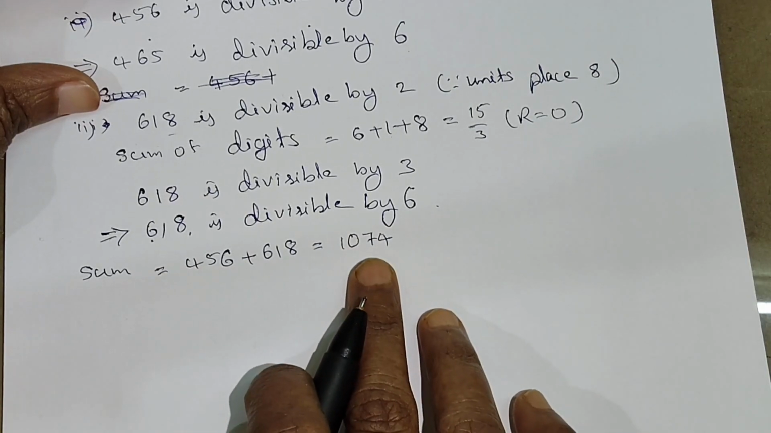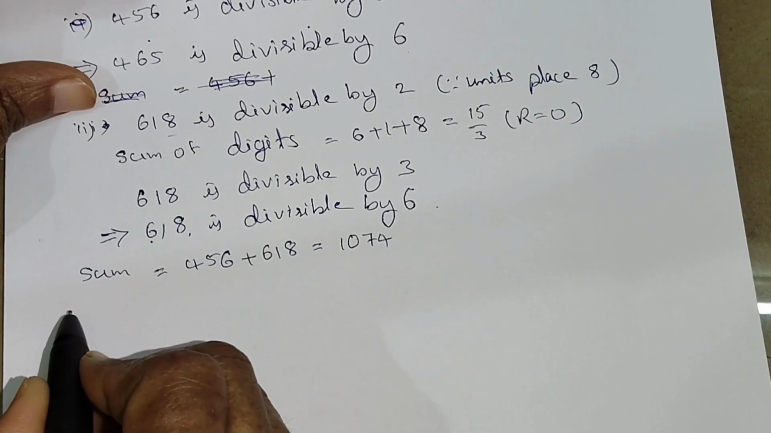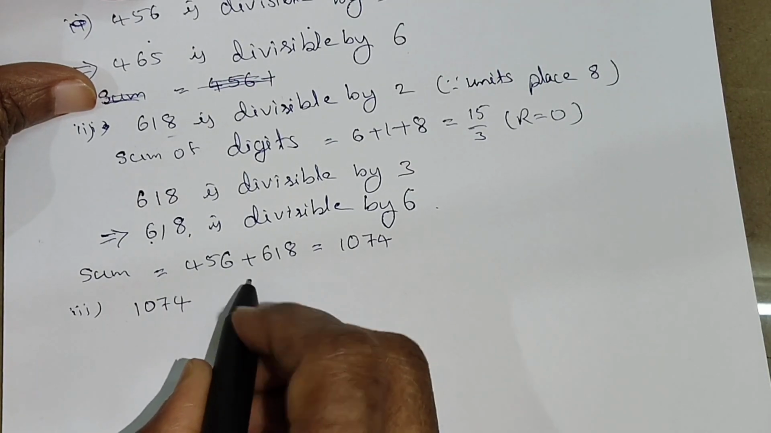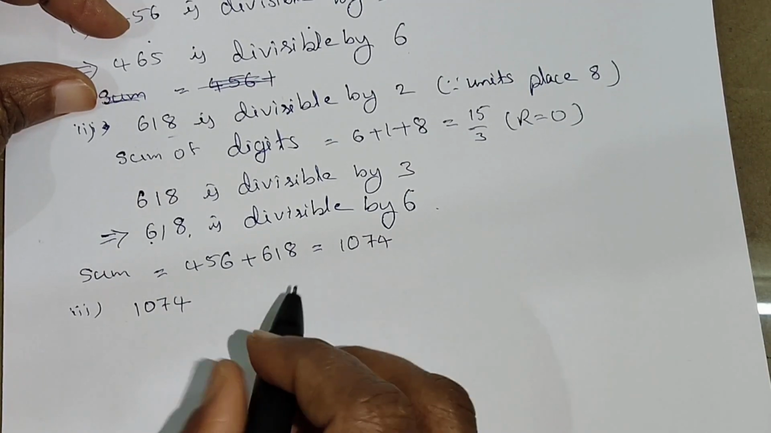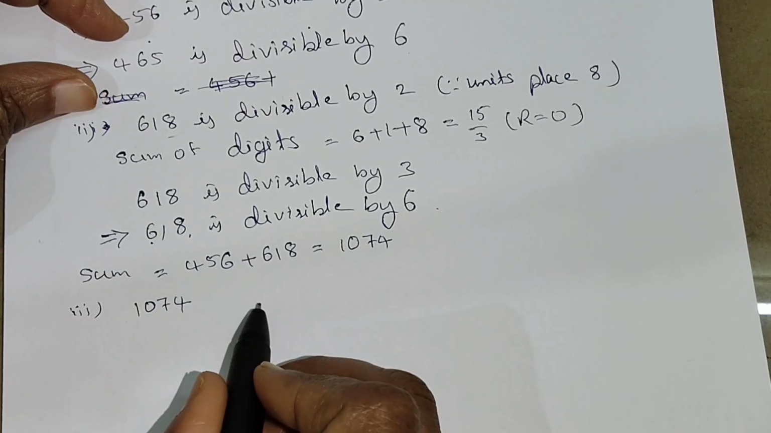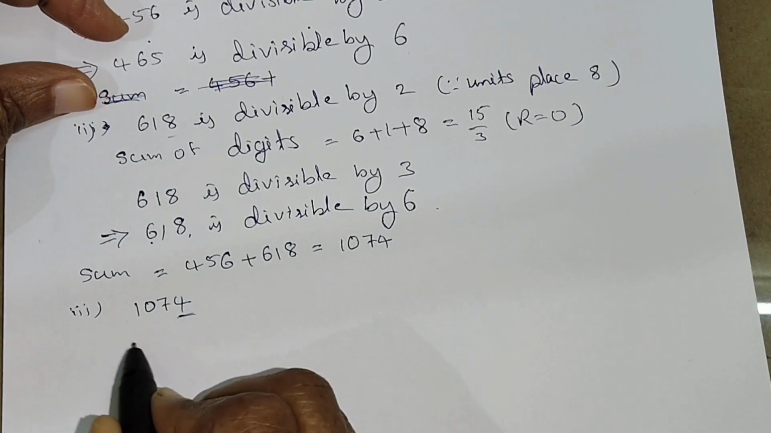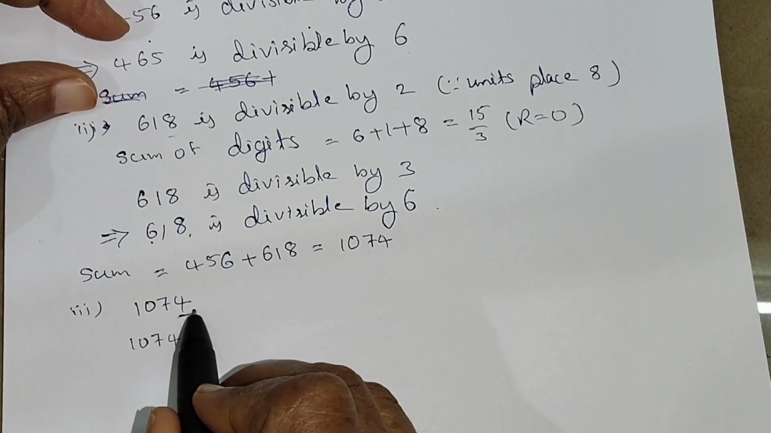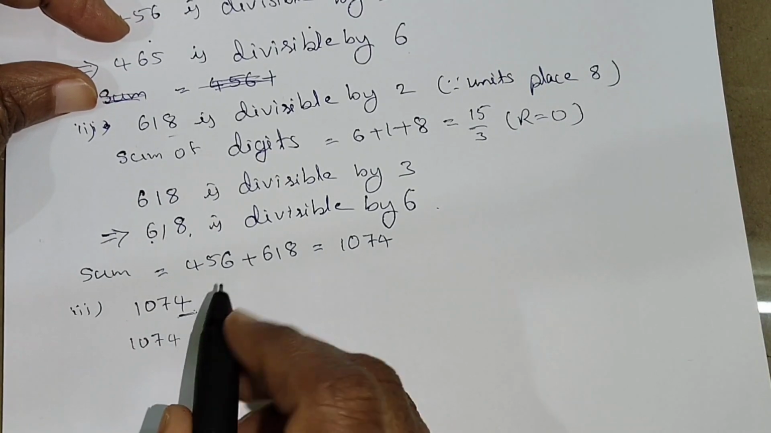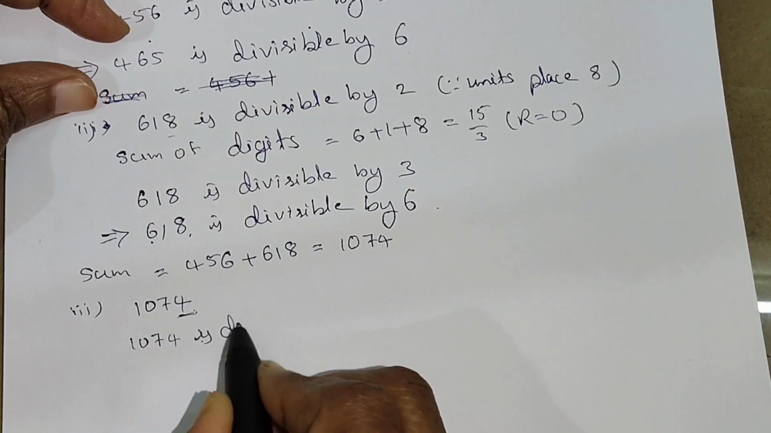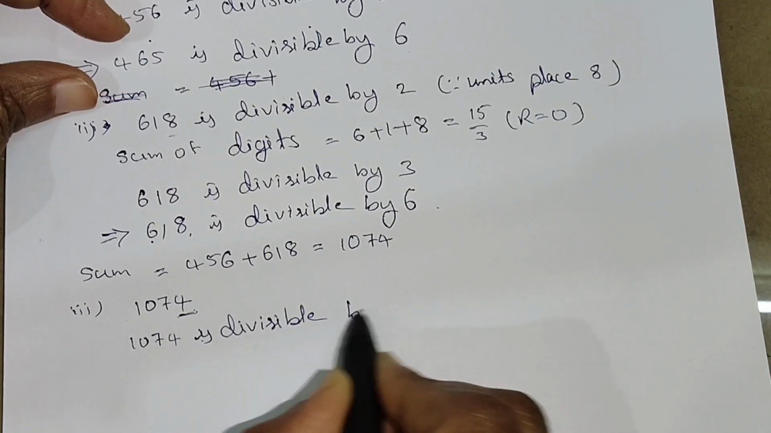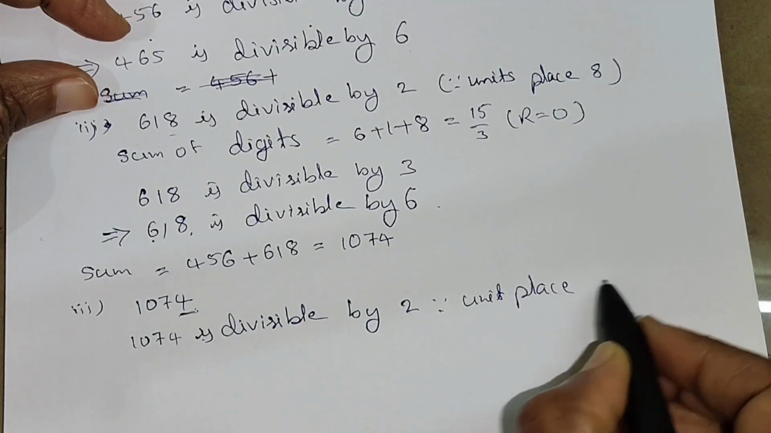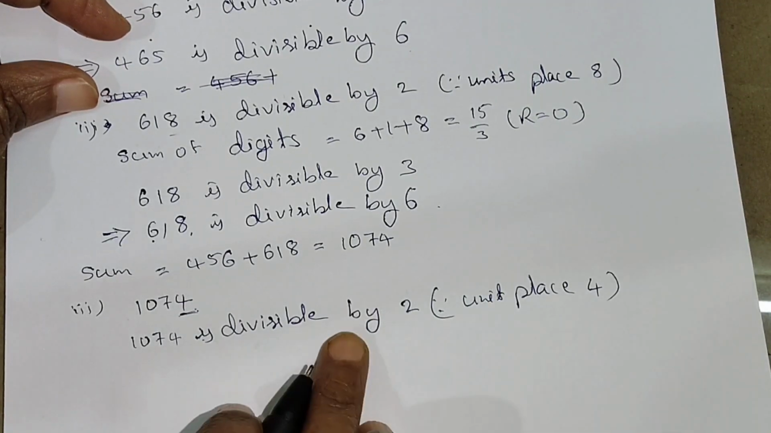Now we check whether this number is divisible by 6 or not. Third, first 1074, we check the divisibility rule by 6. The divisibility rule by 6 means the number is divisible by 2 first. 1074 is divisible by 2 because the units place is 4, and 4 means this number is divisible by 2.